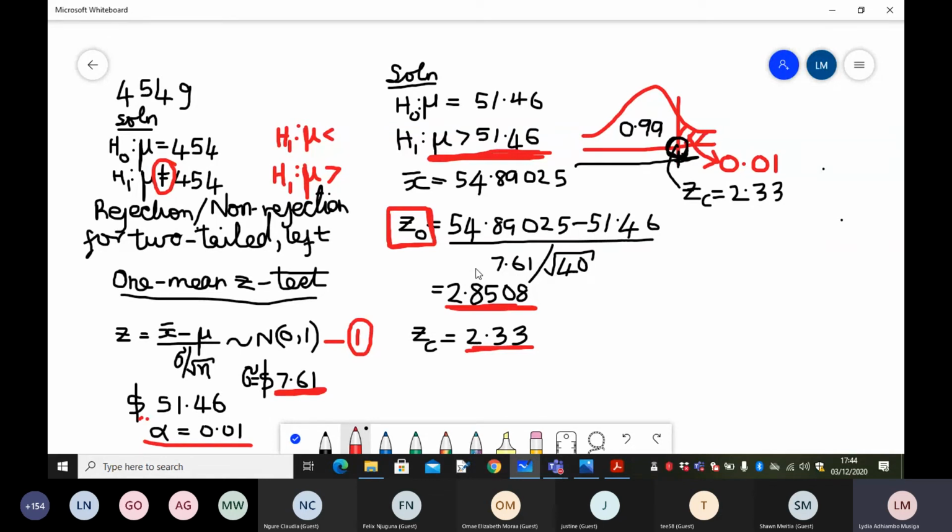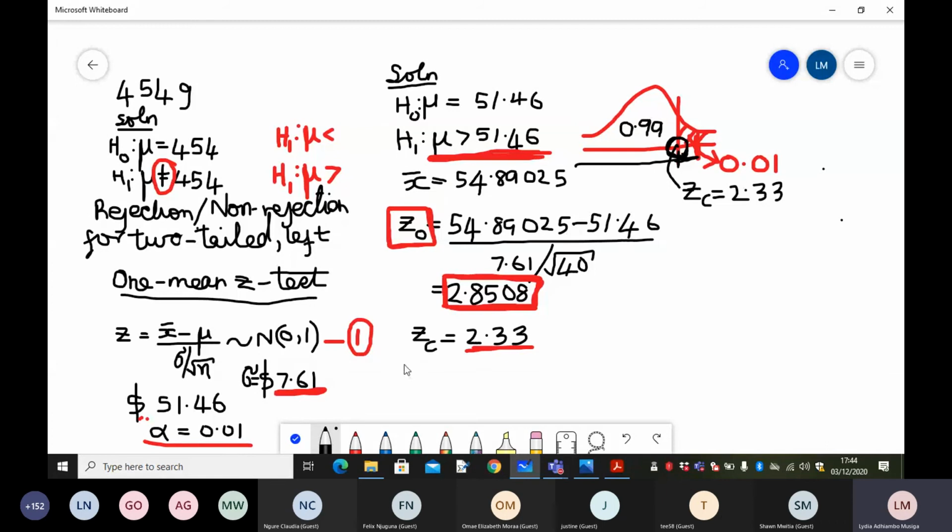And now we have calculated our Z observed. So we need to find out where Z observed falls. Does it fall in the rejection region or does it fall in the non-rejection region? So let's go to the standard normal. Of course, 2.85 falls somewhere to the right of 2.33 because 2.85 is greater than 2.33. And obviously, we can see that it falls in the rejection region.